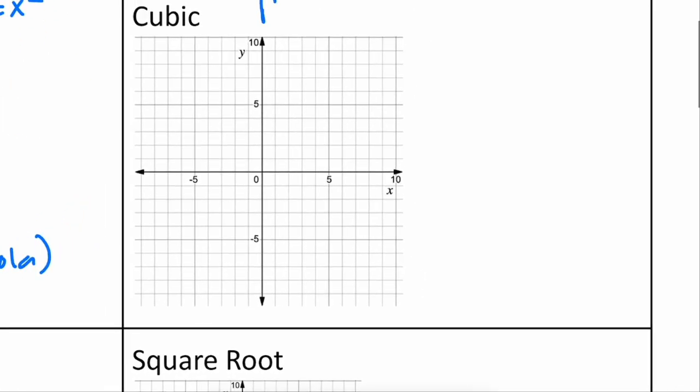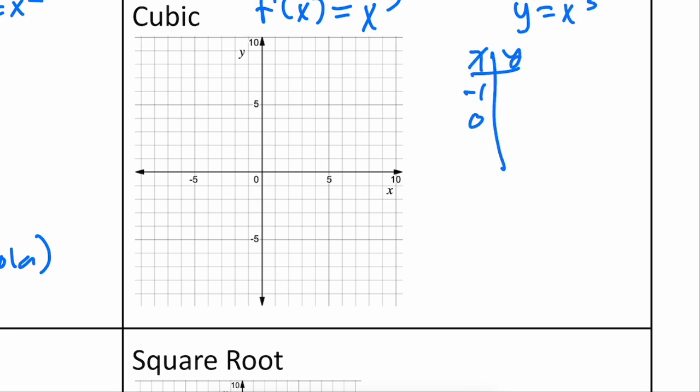Our cubic function, as implied by the name, that's going to be x cubed, or y equals x cubed. If we plug in the same lovely negative 1, 0, and 1, what happens to that negative portion of the graph? It stays negative. Negative 1 cubed is still negative 1. 0 cubed is 0. 1 cubed is 1. This function has what's called origin symmetry.